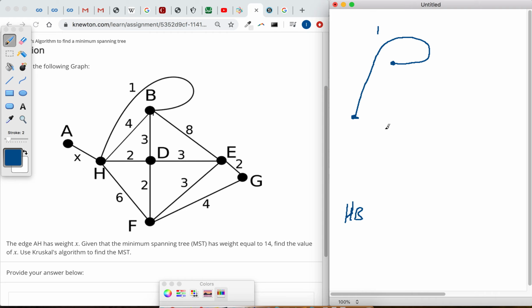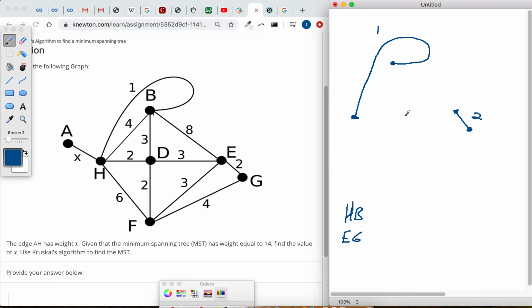And then other edges, now look, there's three twos, and so we can just select them at random. Okay, we could start with E to G. We could make that connection over here. So notice I'm not directly connecting because we're just starting with the smallest first. E to G, that's 2.